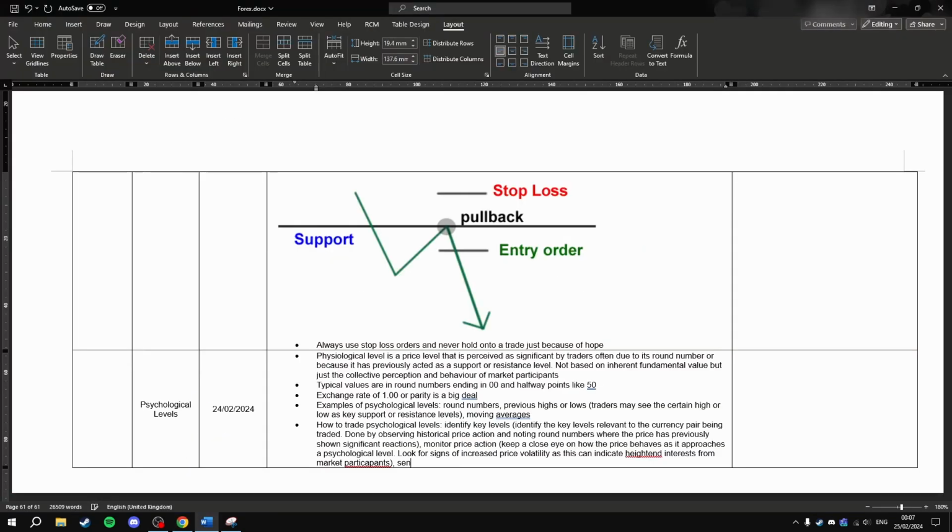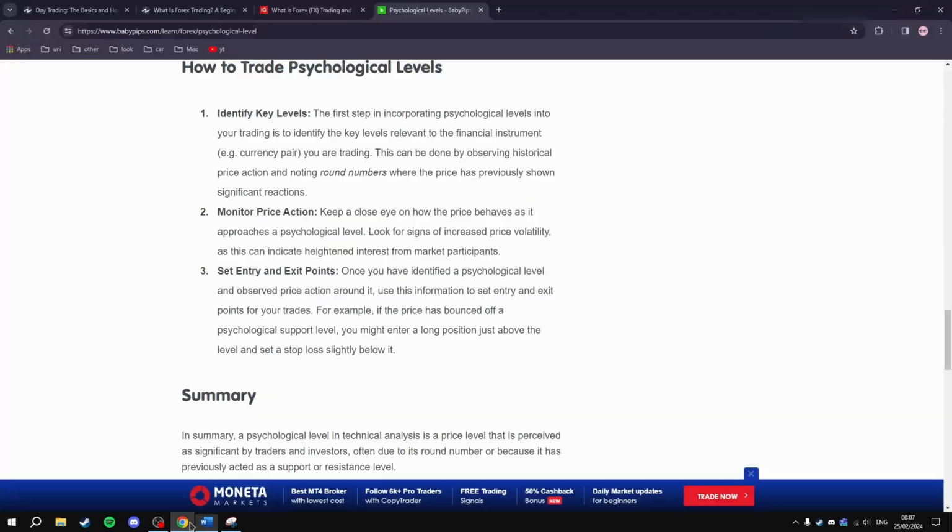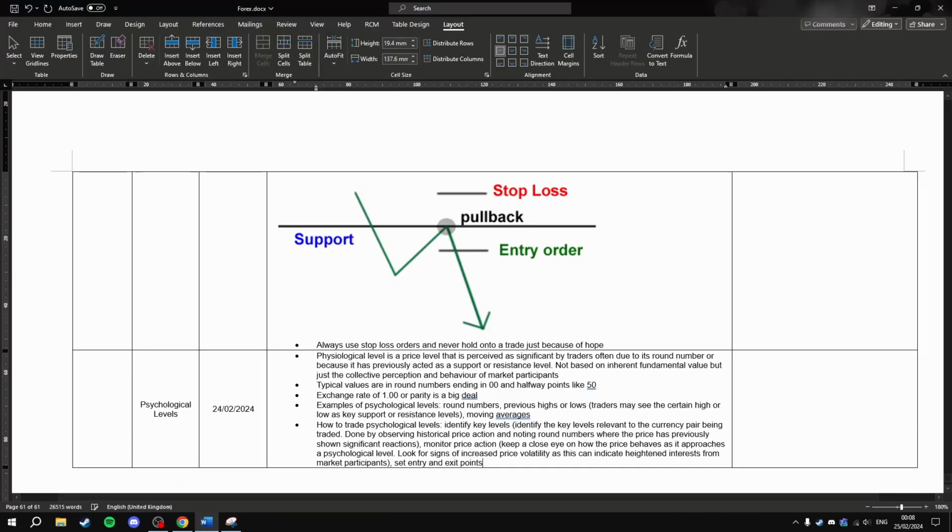Set entry and exit points. Once you have identified a psychological level and observed price action around it, use this information to set entry and exit points for your trade. For example, if the price has bounced off a psychological support level, you might enter a long position just above the level and set a stop loss slightly below it. Okay, I think that needs explaining.